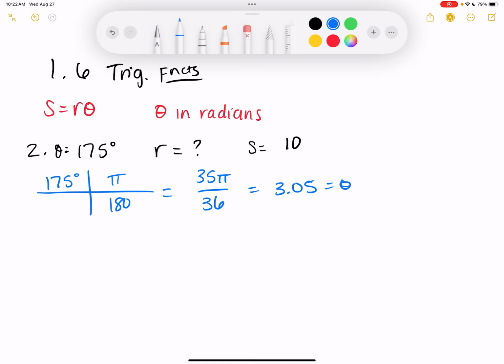And so then I'm trying to solve for r, so r would be equal to s divided by theta, which would be 10 over, I'll just use the decimal number, 3.05. That gives me 3.27. And did they give us units? They didn't give any kind of units, so we can just leave it like that.